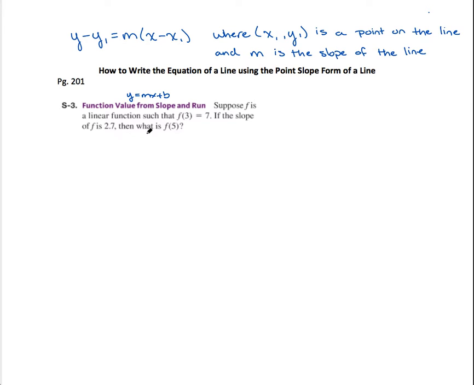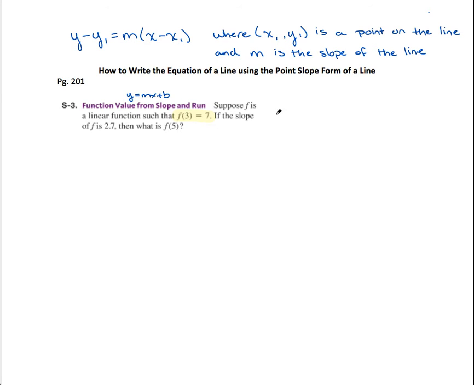In order for us to find out what f of 5 is, the first thing that we need to do is write the equation of the line for f. And then once we have that equation, we can evaluate it and find f of 5. So let's break this problem down and see what we have. The first thing that we are given is this point, f of 3 equals 7.